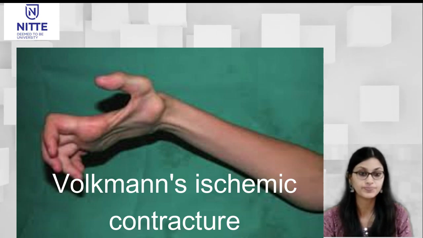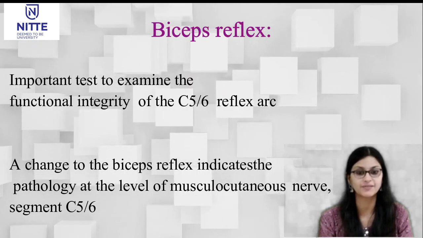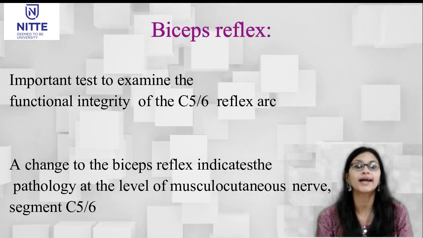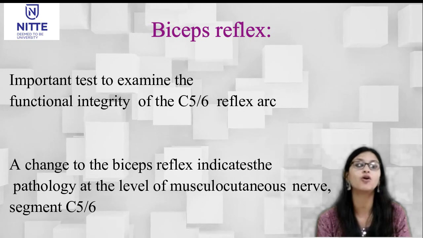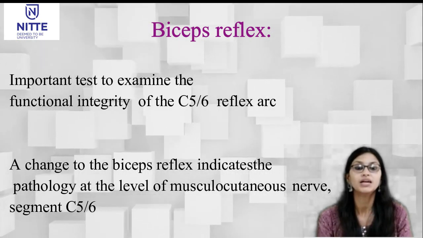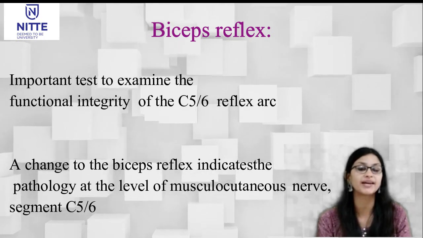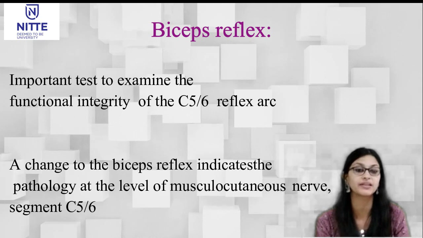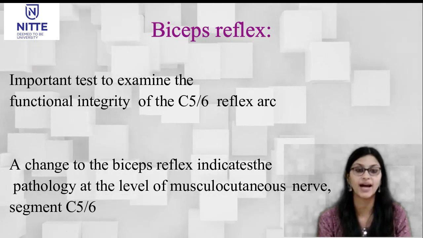Talking about the biceps reflex, it is important to test or examine the integrity of the C5 or C6 reflex arc. A change in the biceps reflex indicates pathology at the level of the musculocutaneous nerve segment, that is C5 and C6.